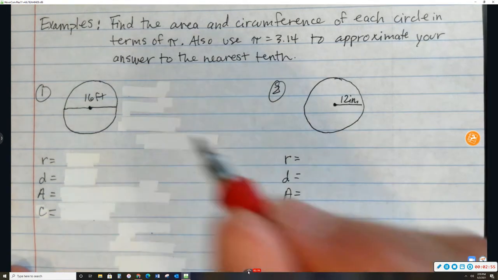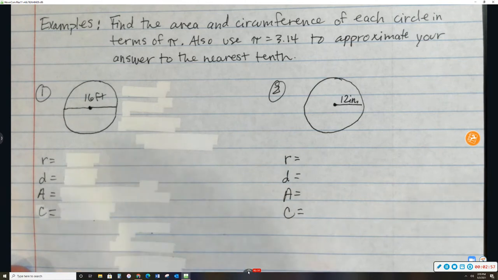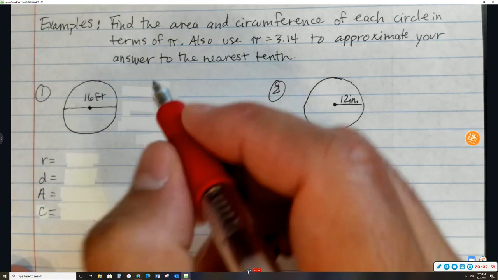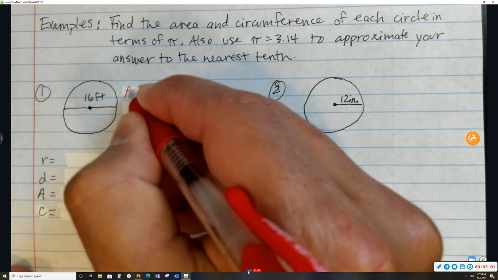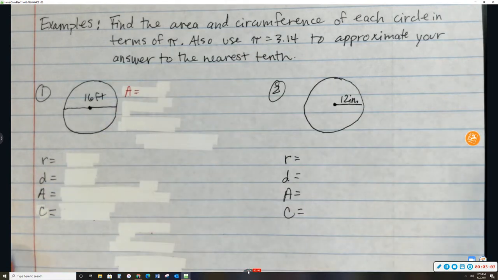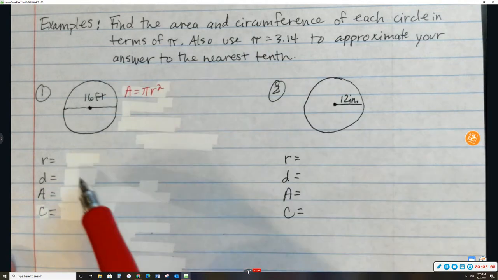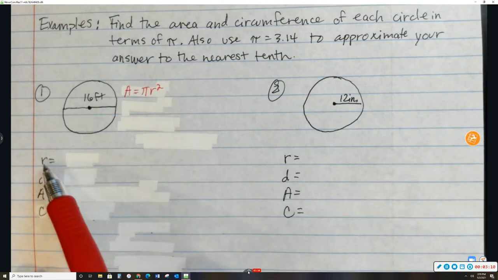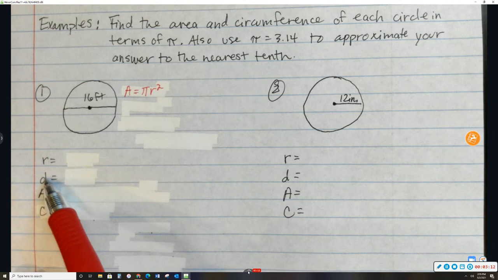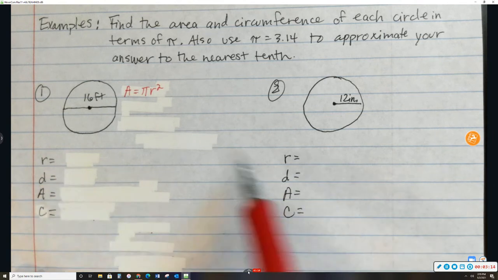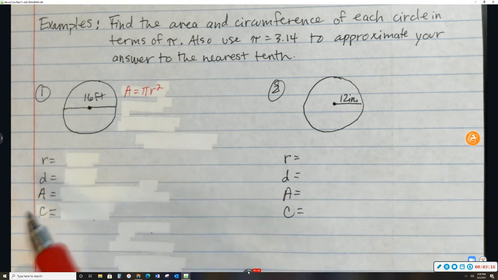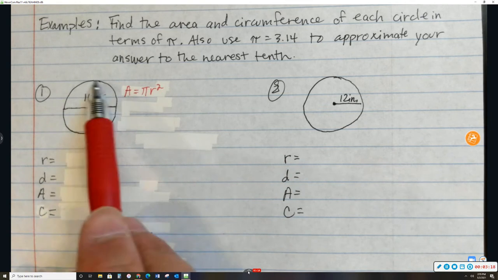So then first let's find the area. Now I worked through all this and then I messed something up. So that's why there's a bunch of white out here. So the area is pi r squared. So it's helpful if you look here, we can find the radius and the diameter first for both of these, and then go back and do the area and the circumference.